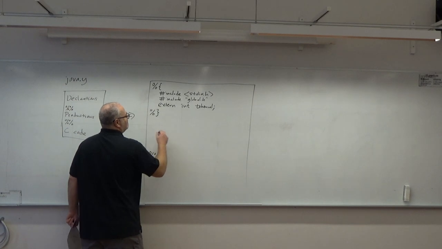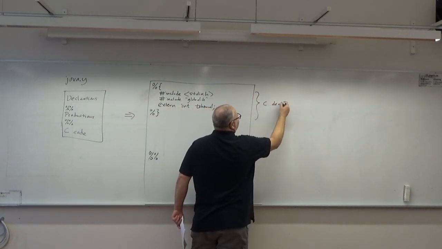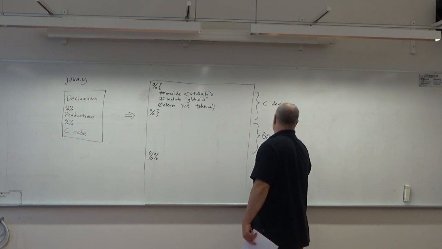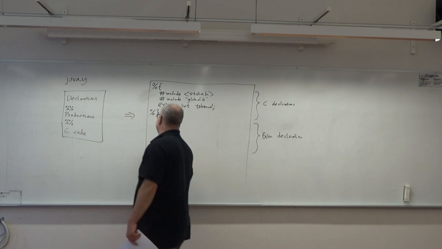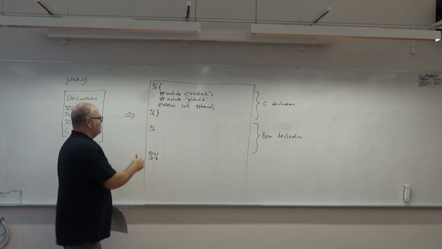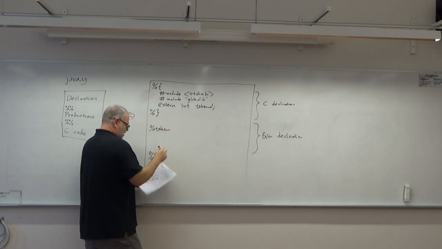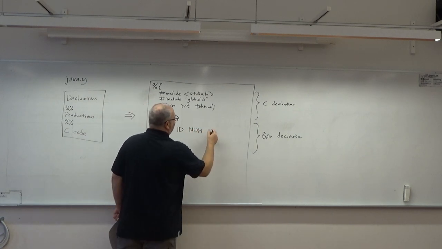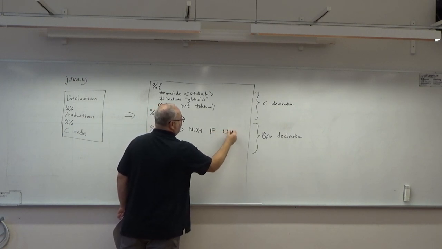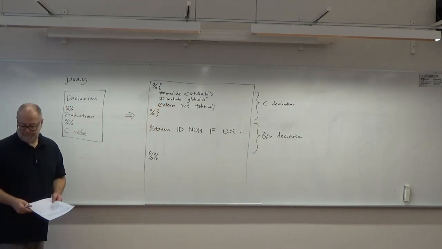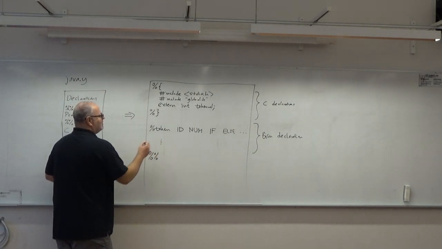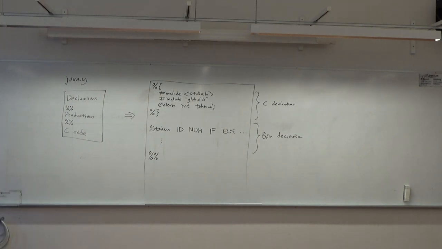And then, if this part is C declarations, you will have Bison declarations down here. And the main thing you will define here is the tokens. So you can say %token ID for an identifier, num for a number, and other things, let's say the keyword if, the keyword else, and so on. So these are the tokens that the parser will use in its productions. And some more stuff that we'll look at later. But the main thing is these token types.